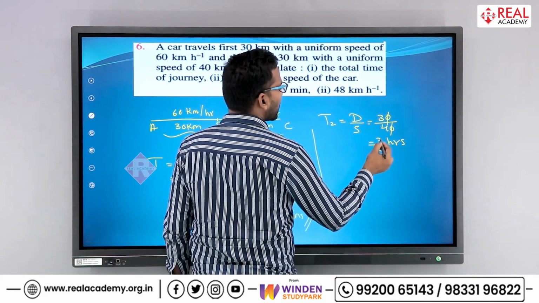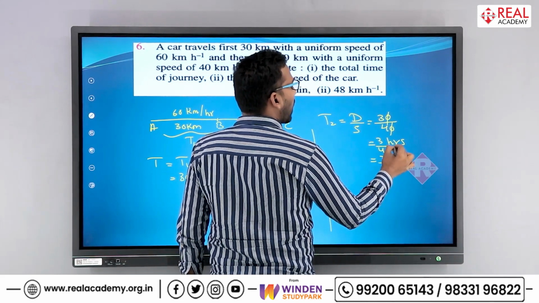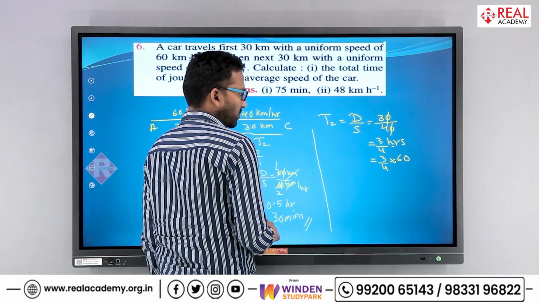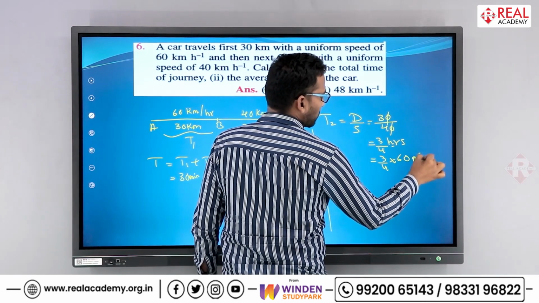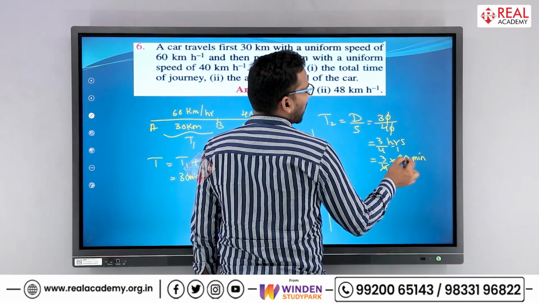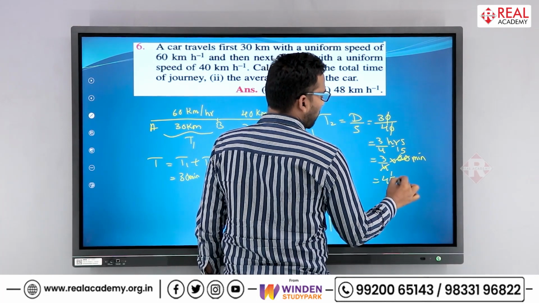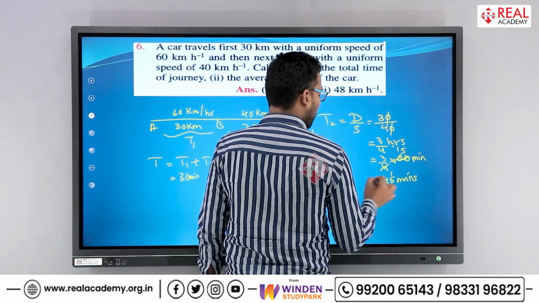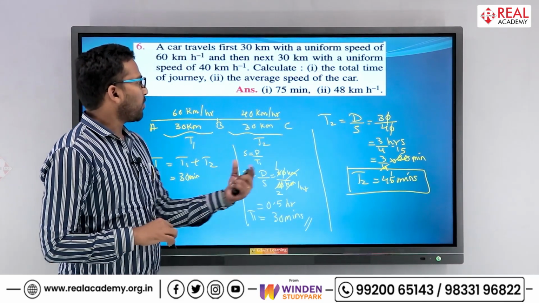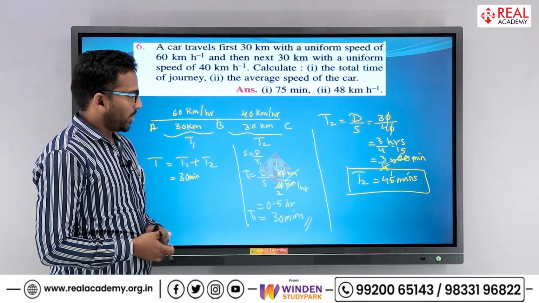And if I wanted to convert this 3 by 4 into minutes, so 3 by 4 into hour. 1 hour means how many minutes? 60. Just multiply it by 60. So you will get minutes, right? So 4 ones are, carry 2, and 4 5s are 15, into 3 is 45 minutes. So the next distance, it is taking 45 minutes to travel 30 kilometers.